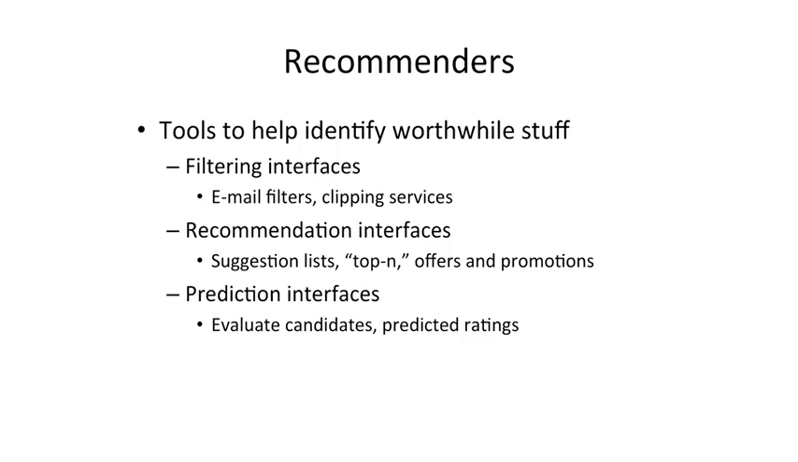Finally, we have prediction interfaces. This is what we saw in the Usenet example, but there are a number of cases where what you want is some sort of a score like a predicted rating. If I'm looking at travel reviews, I might expect a site like TripAdvisor to tell me, oh, this is a 4.5 star, or I guess in their case, 4.5 circle hotel. It's a place we think you're really going to like.